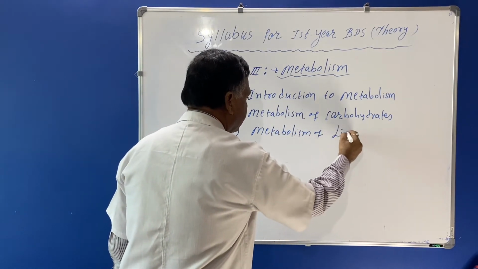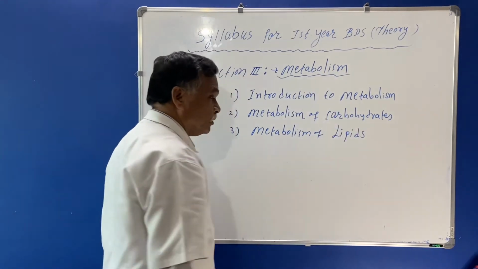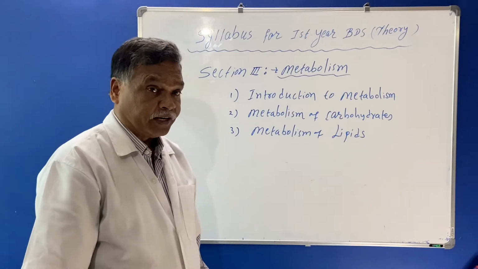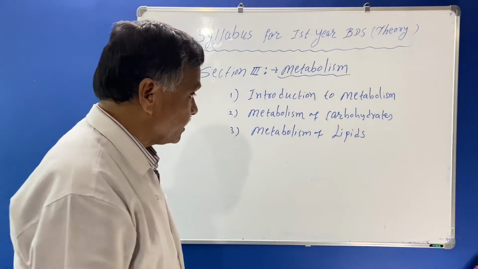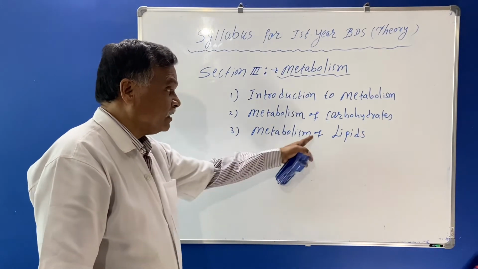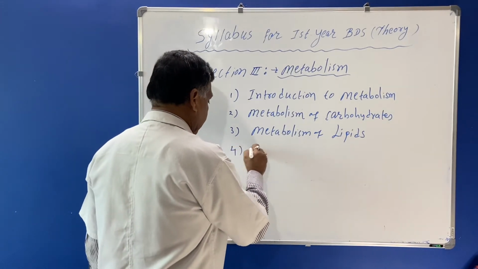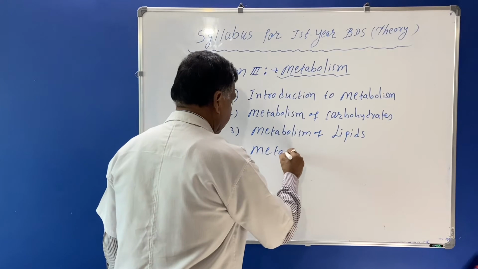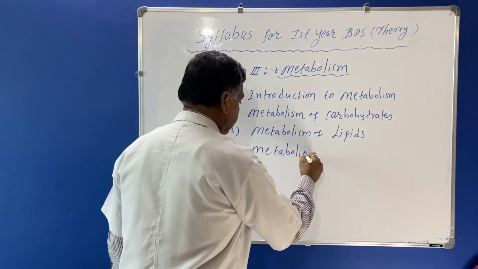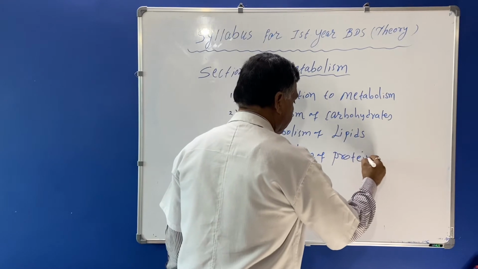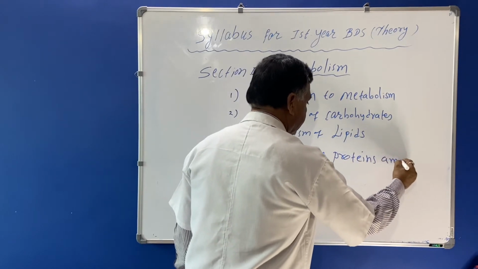The third is metabolism of lipids, how the lipids are converted. Acetyl CoA is converted to later acetyl CoA as well as alkyl CoA. So you must know the metabolism of lipids. Then the fourth one is metabolism of proteins, amino acids.